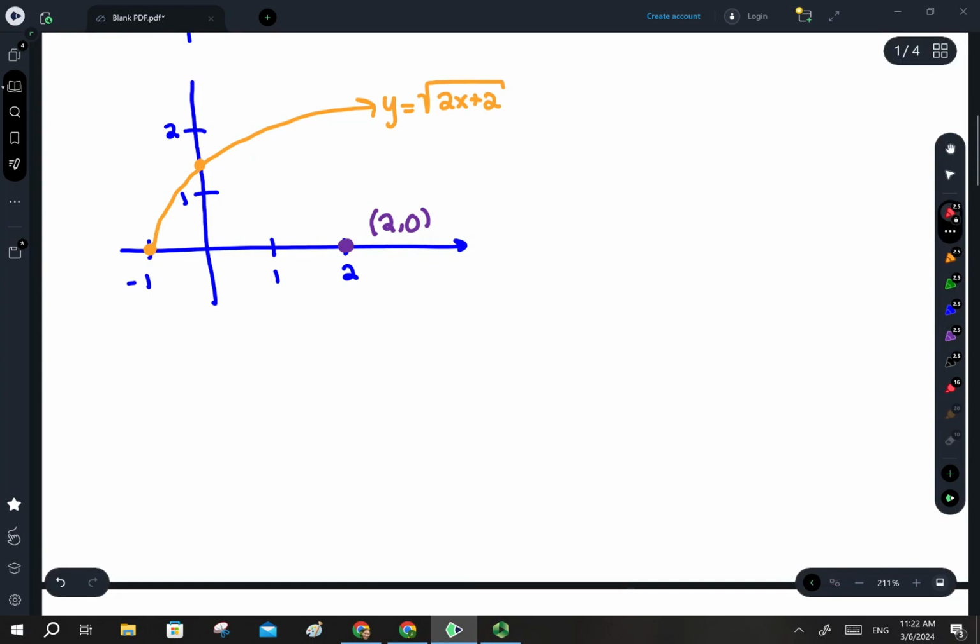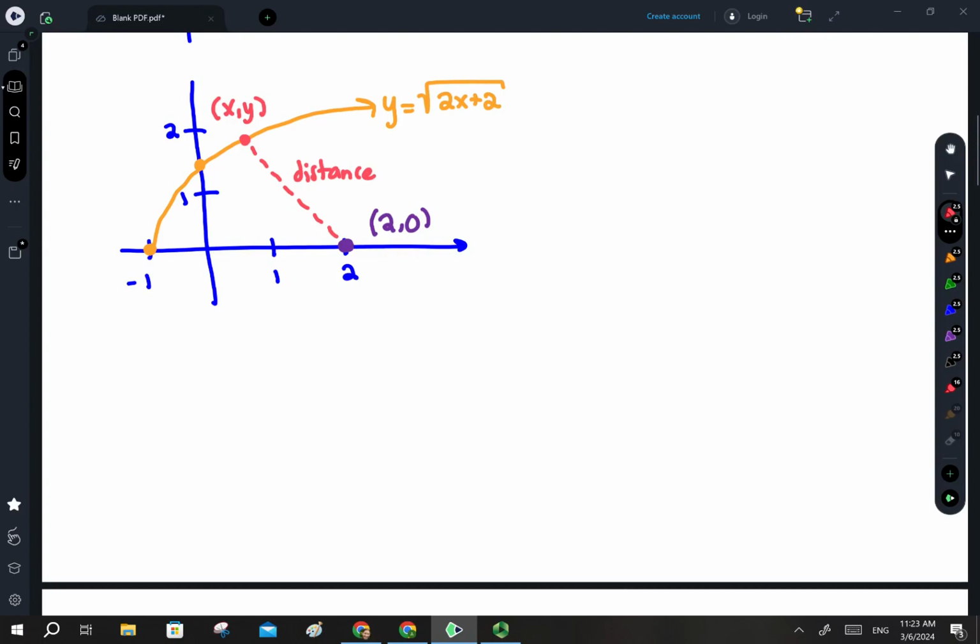To determine that, we need a formula that tells us how far any point on the curve is from the point (2, 0). So if I pick just a random point, (x, y), on the graph of y equals the square root of 2x plus 2, what I want to do is come up with a formula first for the distance from the point (x, y) to the point (2, 0). Our goal is to minimize the distance. And anytime we want to minimize or maximize something, we first have to have a formula to calculate it.